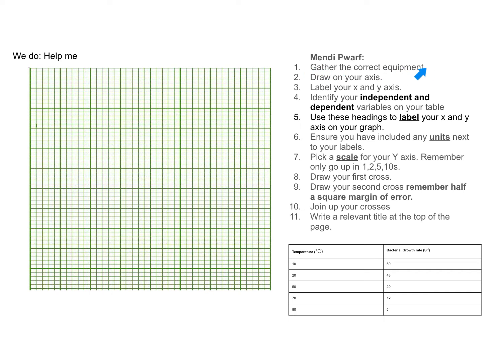So gather the correct equipment, a ruler and a pencil, okay? Make sure it's a ruler and a pencil. Don't want to see any pen. Same thing again now. Draw on your axes nice and straight. That's not that straight. Make sure yours is nice and straight.